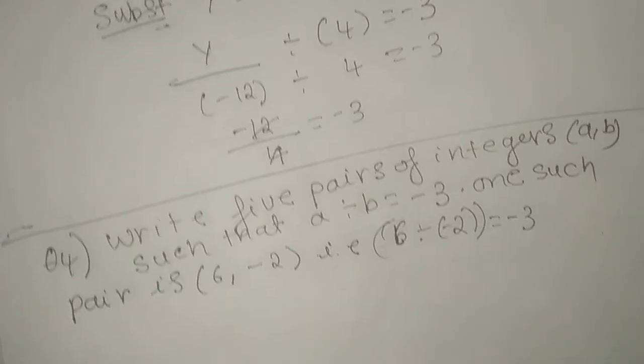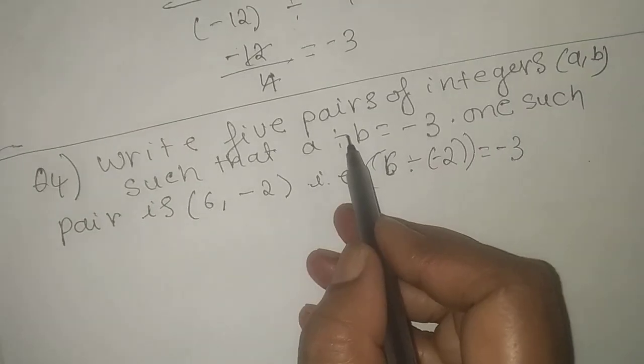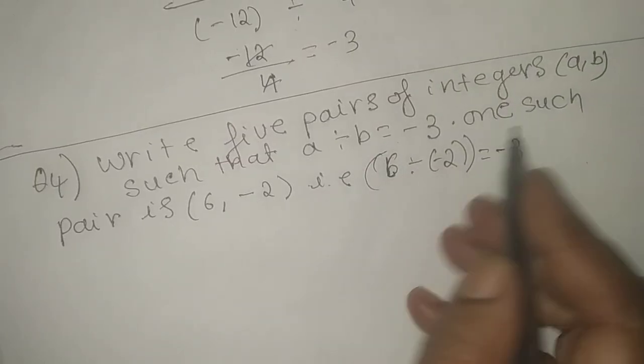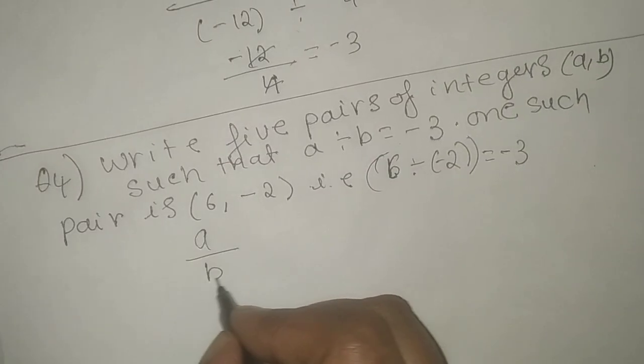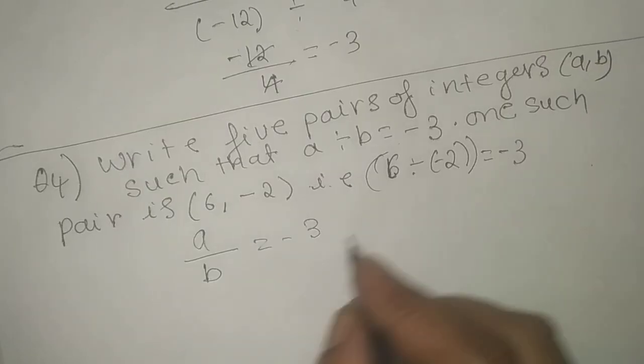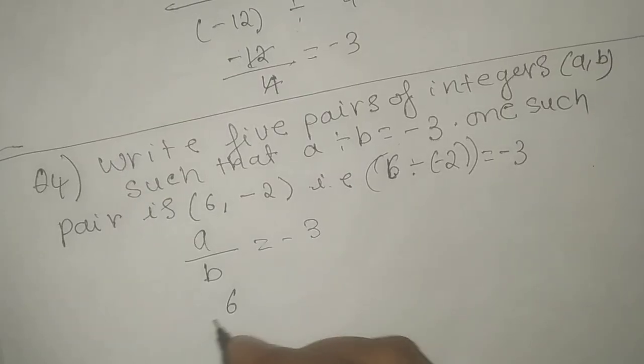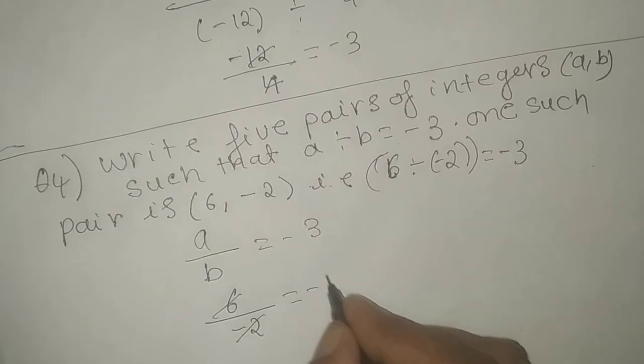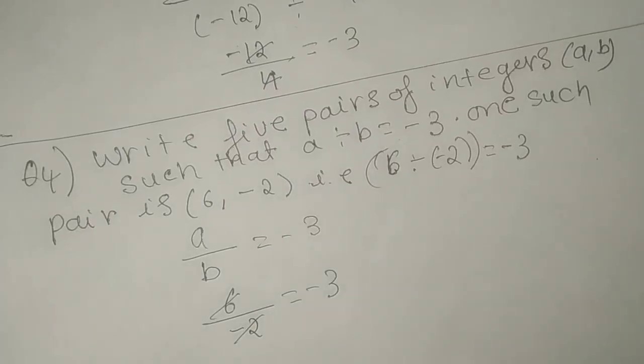Minus 3. Like this. Write 5 pairs of integers a, b such that a divided by b is equal to minus 3. They have given an example, that is 6 and minus 2. 2 ones are 2, 2 threes are 6, then the answer is minus 3. Like this we have to write 5 pairs. So we will start writing 5 pairs.